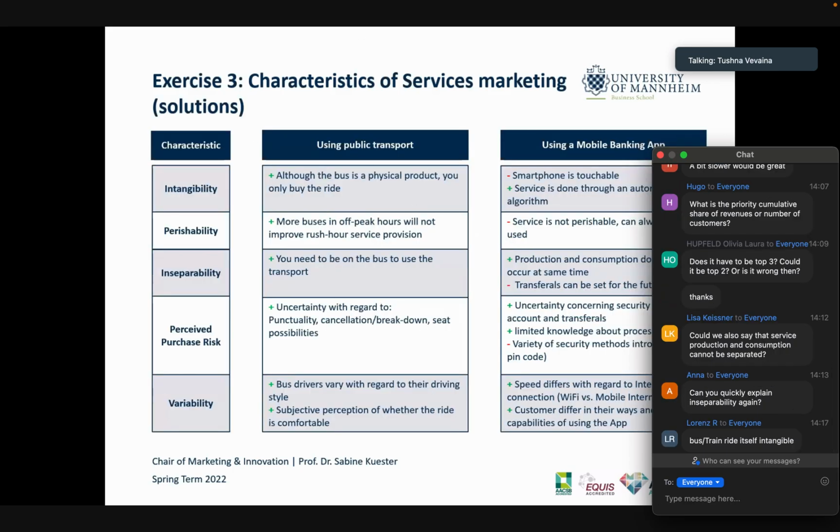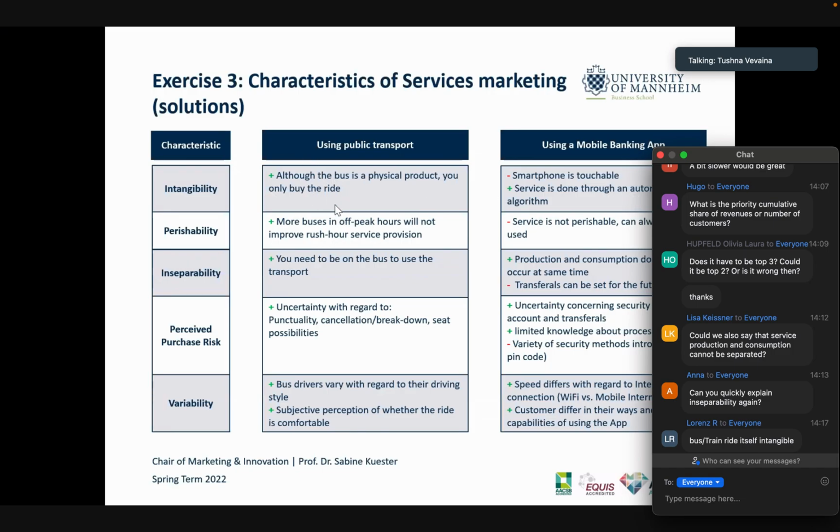I see something in the chat. Bus, train itself. Exactly, the ride in itself is intangible. So with intangibility, we say that, for example, with public transport, even though the bus is a physical product, you can only buy the ride. And with smartphones, for example, your smartphone is touchable, but your service is done through an automated algorithm.